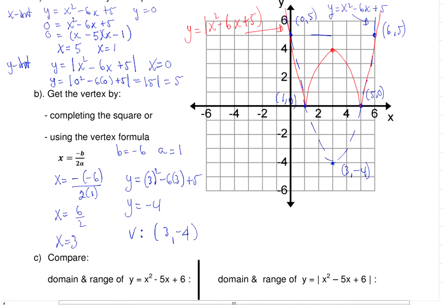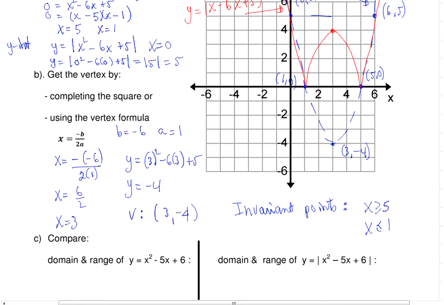Now, our invariant points. Okay, so what part of the graph is exactly the same? Well, everything to the right of where x is 5, so x is greater than or equal to 5. And everything to the left of 1, so x is less than or equal to 1. That's where all of your invariant points are.